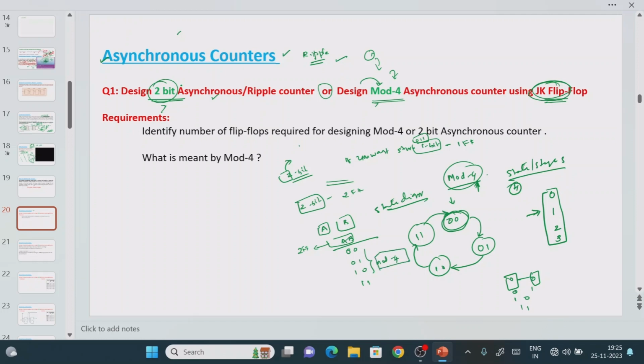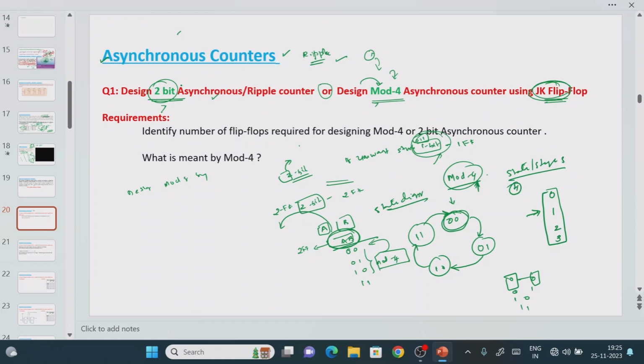The meaning of mod 4 is that it will perform 4 states or 4 stages. So how many bits should the representation have? 2-bit representation. To store the 2-bit value, how many flip-flops do we require? 2 flip-flops. Why? Because 1 flip-flop can store only 1 bit of information. Suppose the given question is something like this: design a mod 8 asynchronous counter.